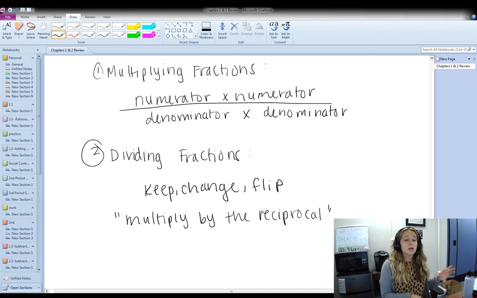So those are your reminders for chapter 2. Remember, if you're given it in fraction form, you want to leave it in fraction form. If you're given it in decimals, leave it in decimals, unless you are ordering numbers. That's your one exception. But that is the review for chapter 2. Make sure you have that down in your notebook.